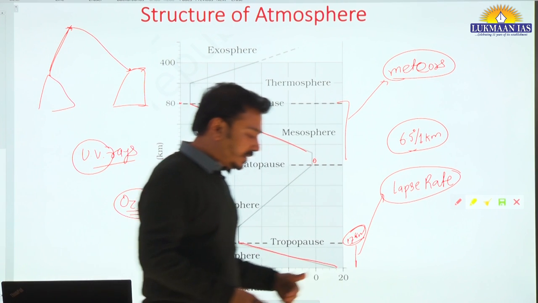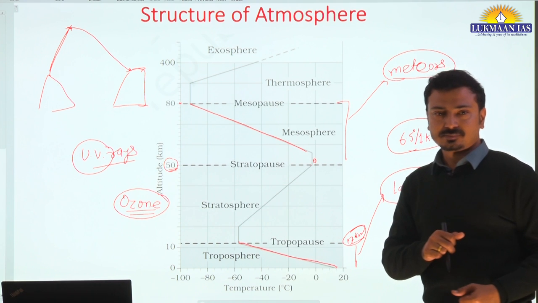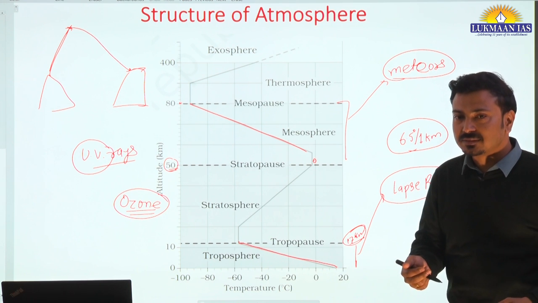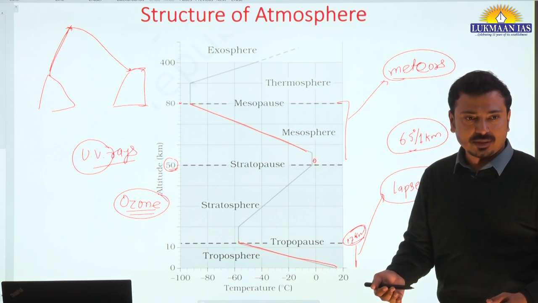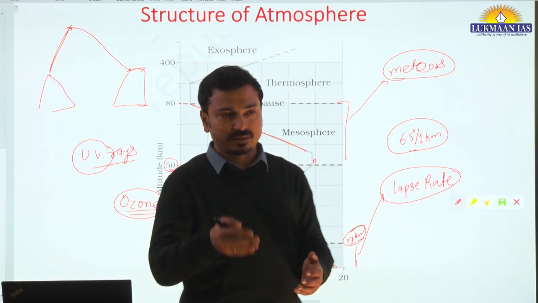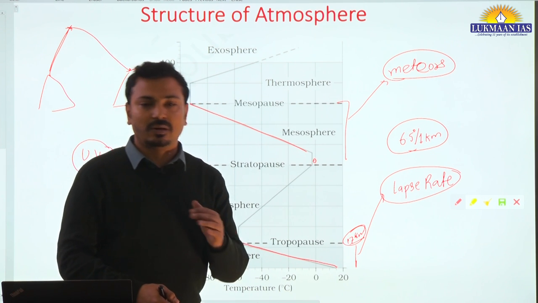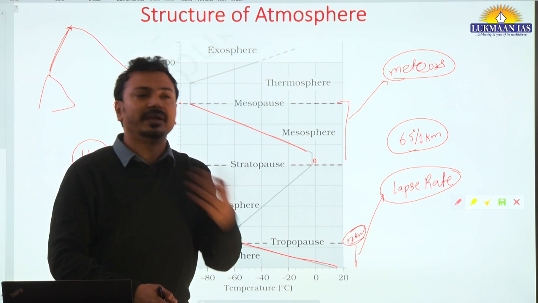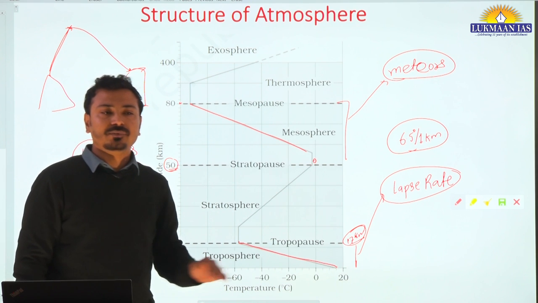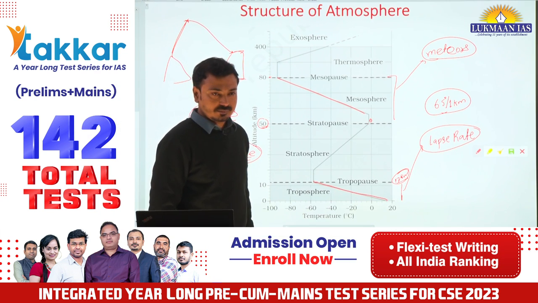Now, the troposphere is the meteorologically most significant layer. Why? Yes, what kind of activities? Meteorological activities. Okay, so it is atmospheric instability, condensation, precipitation, and the rainfall and the snowfall, or the formation of cyclones, or let's say the thunderstorm, everything is happening in the troposphere. So, that's why we call it the meteorologically most significant layer.